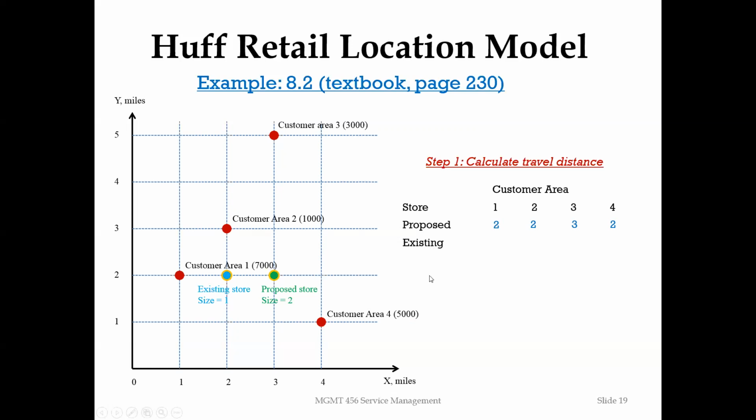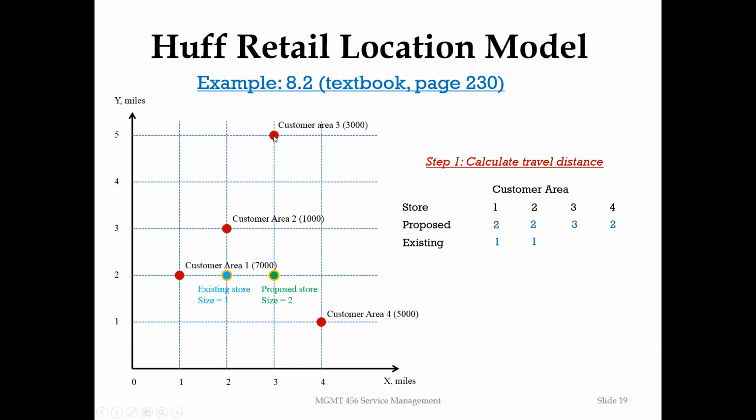So first of all, look at what is travel distance from custom area 1 to the existing store. So 1 to existing store. So from here to here. So it's just 1. So this is a 1. What about custom area 2 to the existing store? So it'll be 1 as well. This is travel distance.